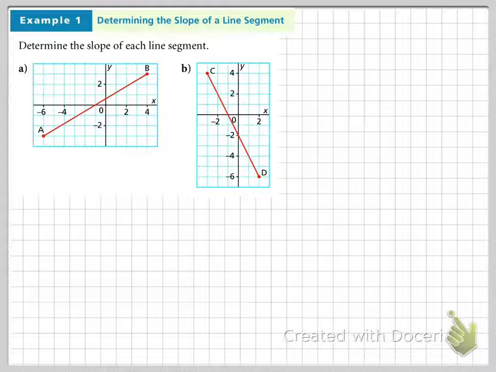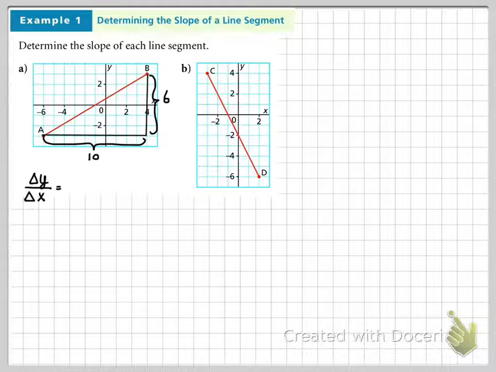In example 2, let's determine the slope of a line segment. One of the ways to do this is to determine the rise and determine the run. If we make a little triangle here and count the squares, the rise is going to be 1, 2, 3, 4, 5, 6, and the run is going to be 10. So the slope, or change in y over change in x, would be the rise, which is 6, over the run, which is 10, which is 3 over 5.